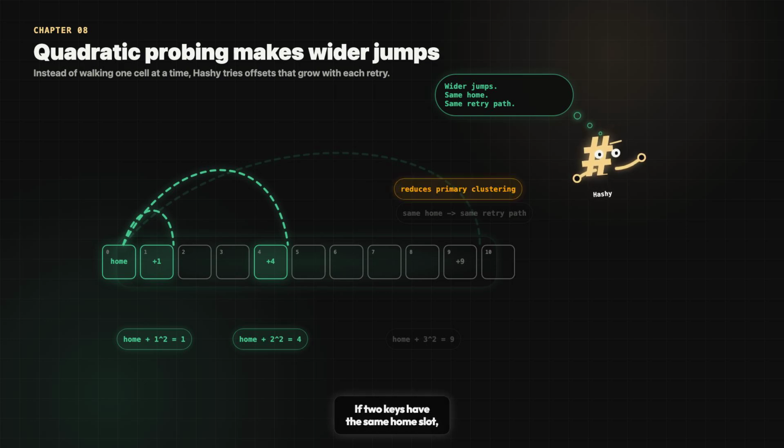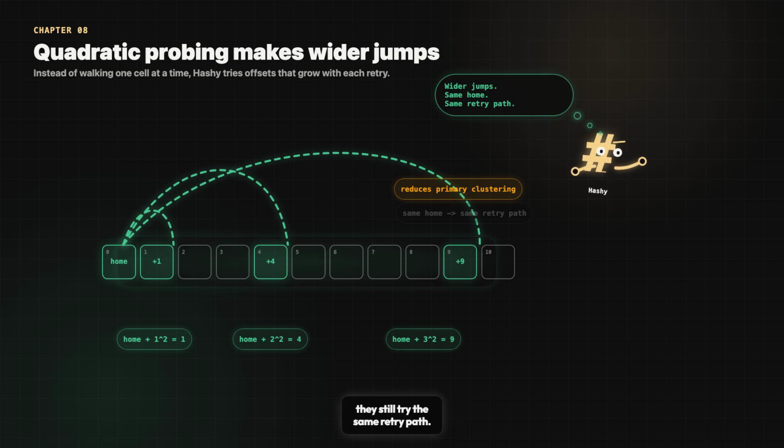But this is not magic. If two keys have the same home slot, they still try the same retry path. For example, both would try home, then home plus 1 squared, then home plus 2 squared, then home plus 3 squared. That shared retry path is the secondary clustering caveat. So quadratic probing improves the shape of the walk, but it does not give every key its own route. That leads Hashy to double hashing.